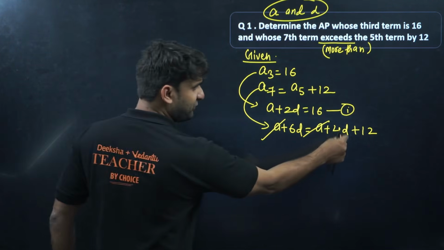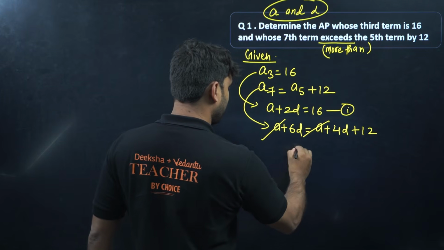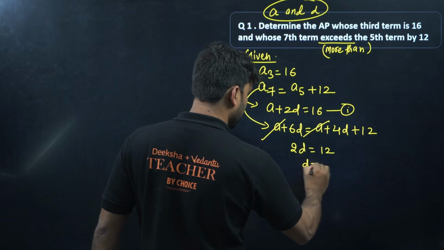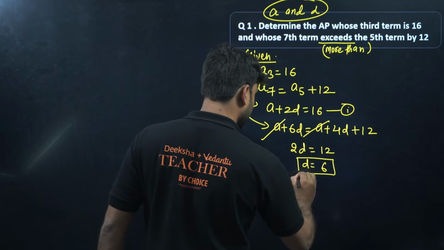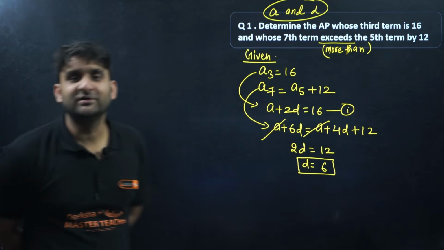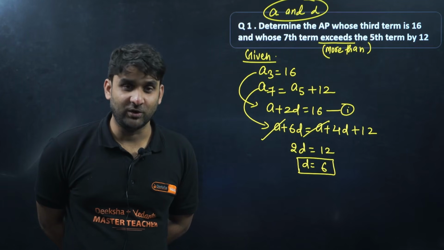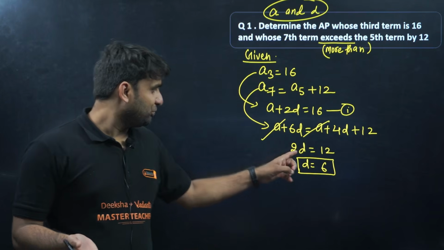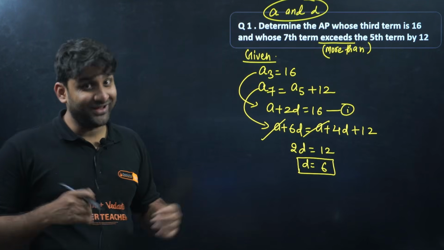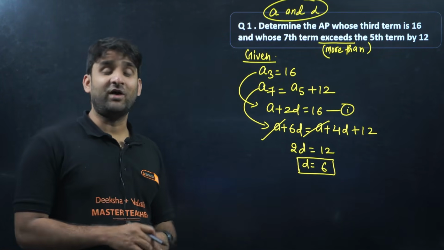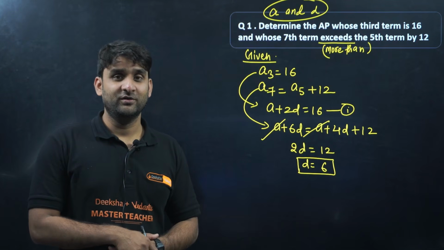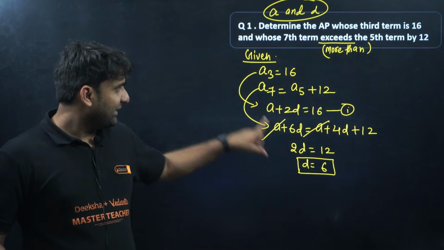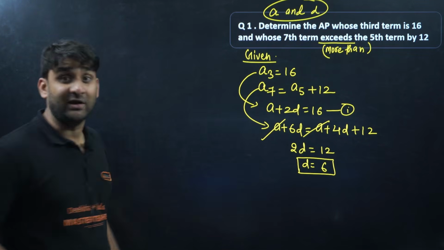Now can we shift this 4D to this side? So 6D minus 4D will be 2D is equal to 12. So here D will be equal to 6. Clear, everyone? If 2D is equal to 12, so D will be equal to 6. And once you have D, you got D. So putting this D in equation number 1, you can get A, and this is our target, what we were looking for. We were looking for A and D. So D we have already got, and now put this D in equation number 1 to find out A.